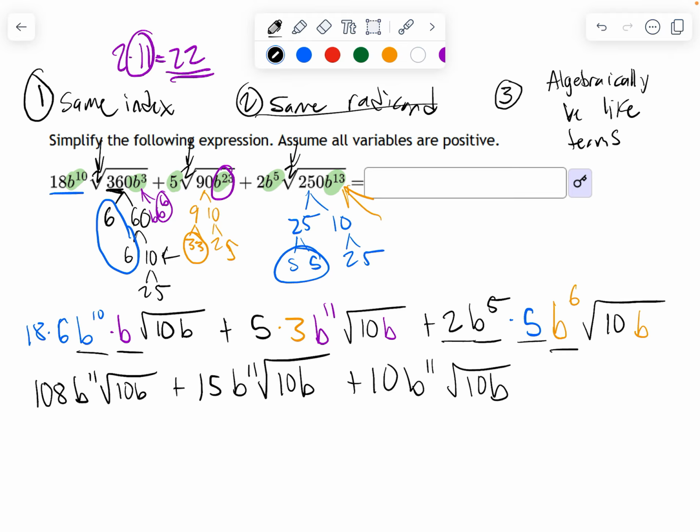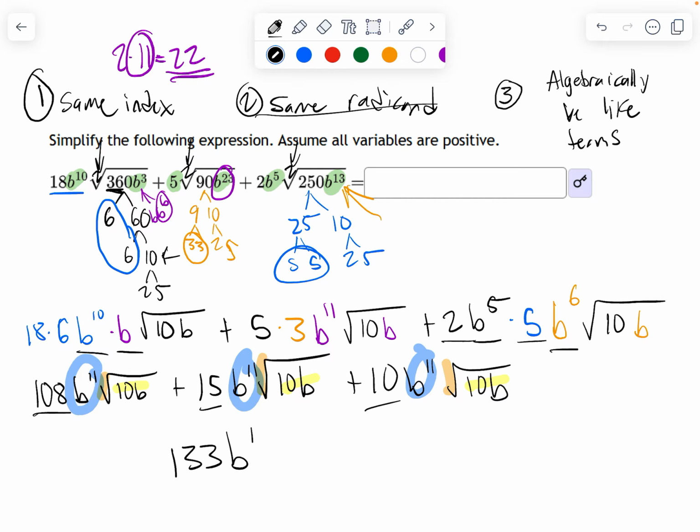So, at the beginning, it didn't look like any of these would combine, and in the end, we can see that all of these are going to combine, right? They have the same radicands, they have the same index, and they have the same variables to the same exponents. All of these add together. So all we do is just add those coefficients, right? 108 plus 15 plus 10. And there we go, we get 133.